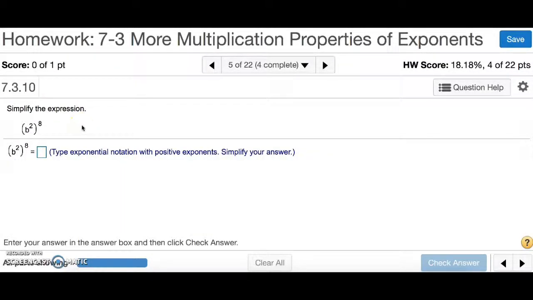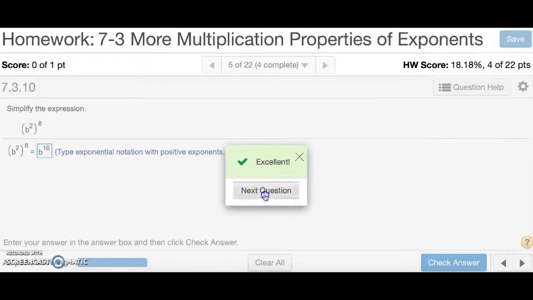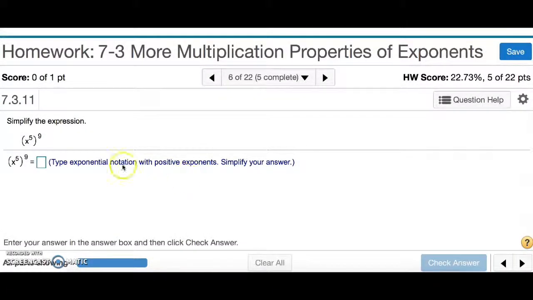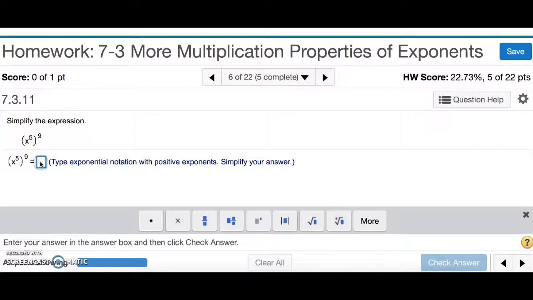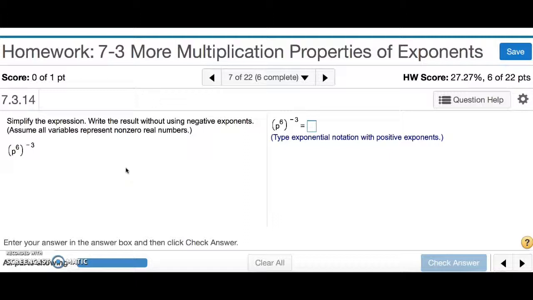Number 5, it is just asking you to simplify the expression. So when we have a variable with the exponent being raised to a power, all we have to do is multiply them together. So 2 times 8 is 16. So we have b to the 16 power. And that is your answer for number 5. Number 6, it is asking you to simplify the expression. Now, when we have a variable with the exponent being raised to an exponent, we just multiply the exponents together. So our answer is going to be x to the positive 45, because 9 times 5 is 45. And that's number 6.